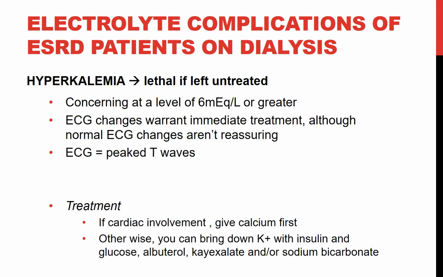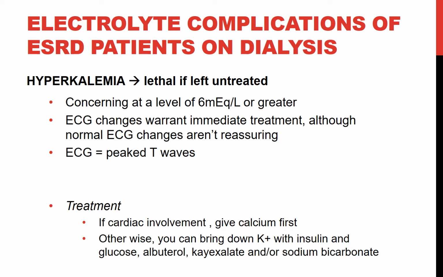Hyperkalemia is a lethal electrolyte abnormality if it is not corrected on time. Potassium levels are concerning at a level of 6 or greater. However, the urgency of treatment is based on the rapidity of rise, presence of acidosis, and cardiac symptoms. EKG changes warrant treatment immediately. However, normal EKG changes are not reassuring. If there is cardiac involvement, then calcium must be administered immediately.